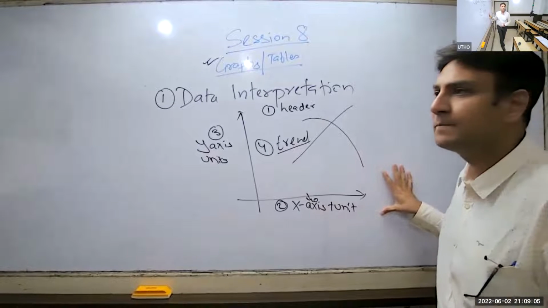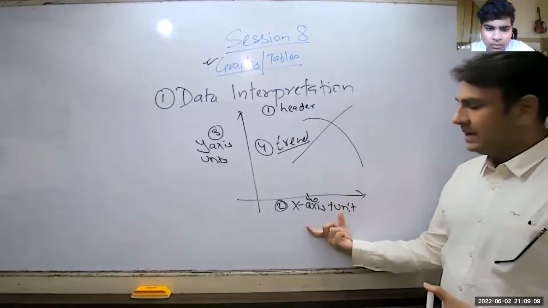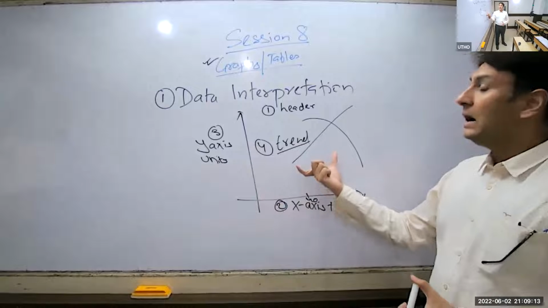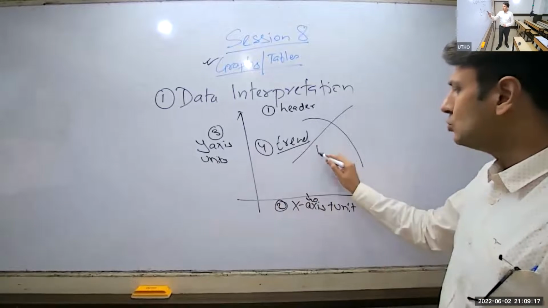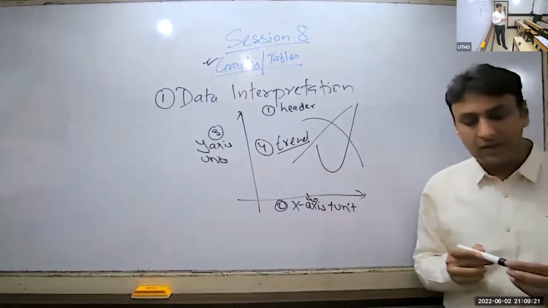Is that clear? What is the header? Definition. What is given on the x-axis? What is the unit? What is given on the y-axis, and what is the unit? How does that graph look? Is there a trend? Is there maybe a U-curve? What is that trend like? The fourth thing you must know.